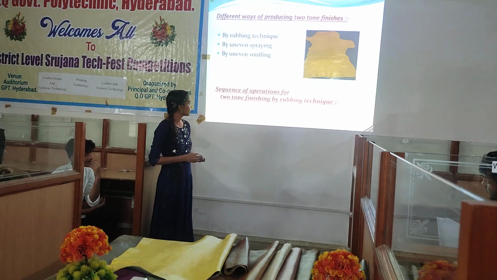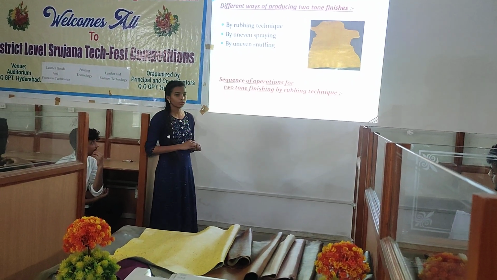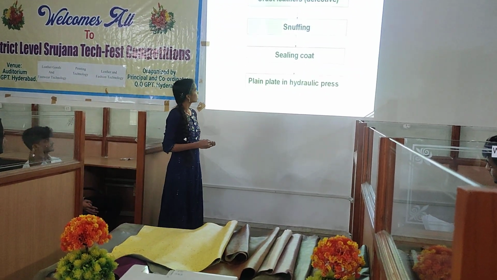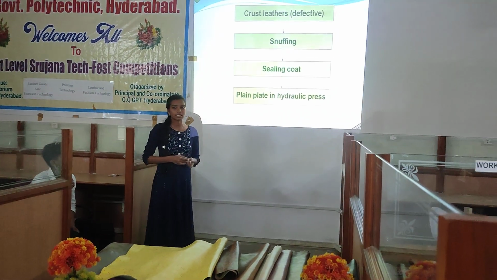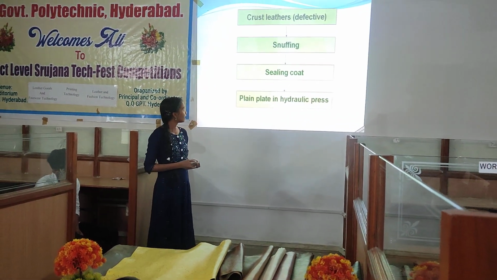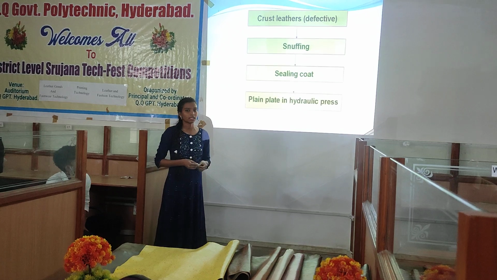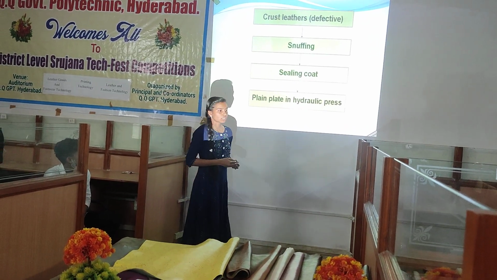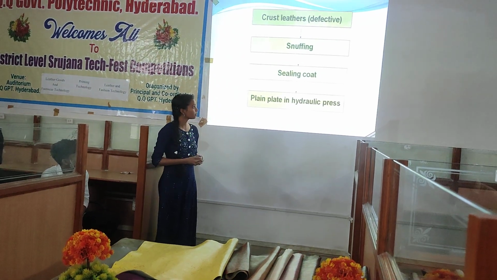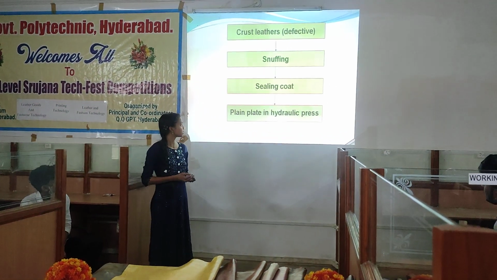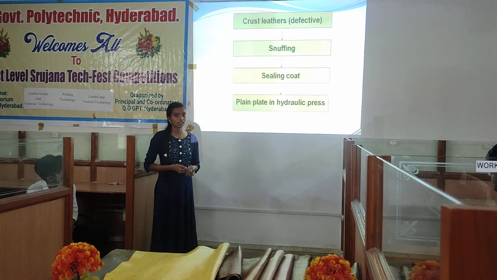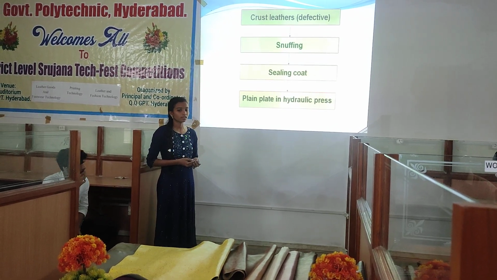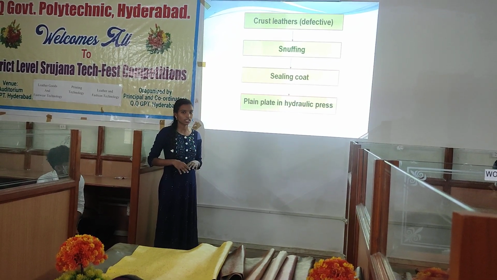Now the sequence of the method of completing two-tone finish. We take the crushed leather with some defects. Then we do buffing. By buffing, the leather becomes smooth, soft and flat. It will become uniform in thickness. Then sealing coat. The sealing coat is done on the leather to give a coat on the leather.